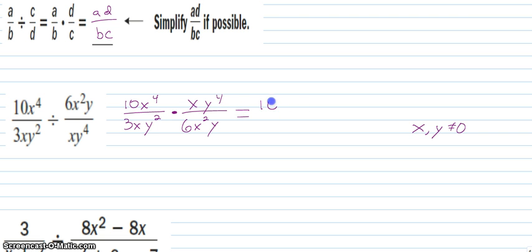So I've got 10 x to the 5th y to the 4th over 18 x to the 3rd y to the 3rd. So both of these are divisible by 2. So I've got 5 over 9, x to the 5th over x to the 3rd simplifies to x squared, and then y to the 4th over y to the 3rd just gives me y.